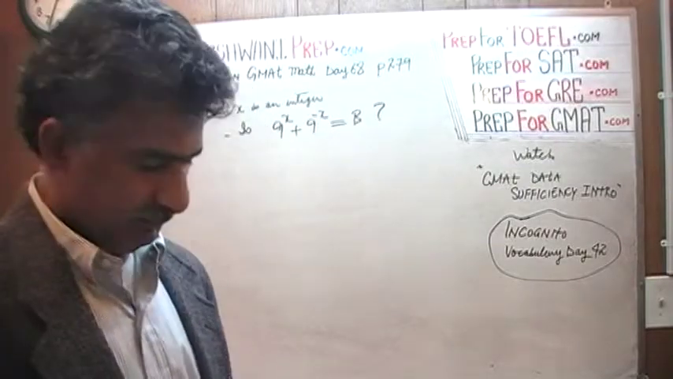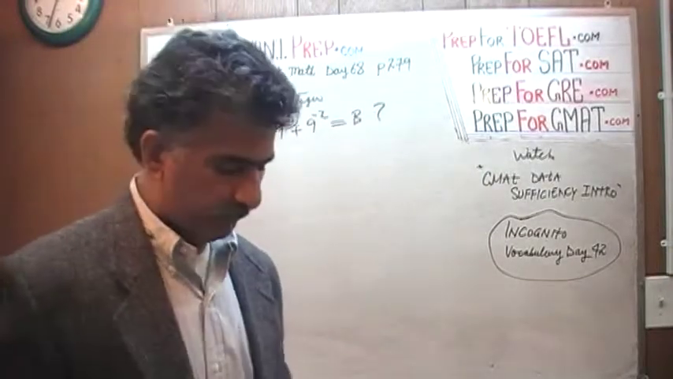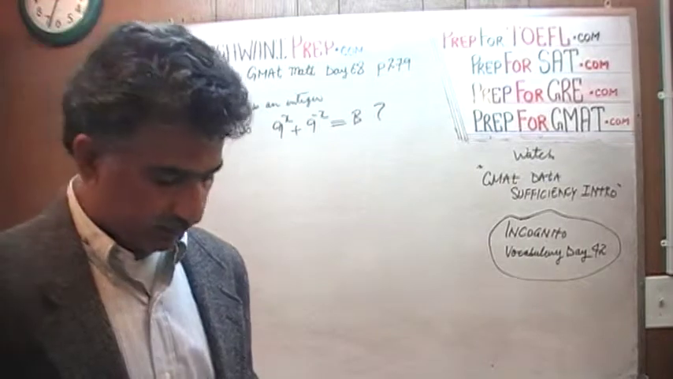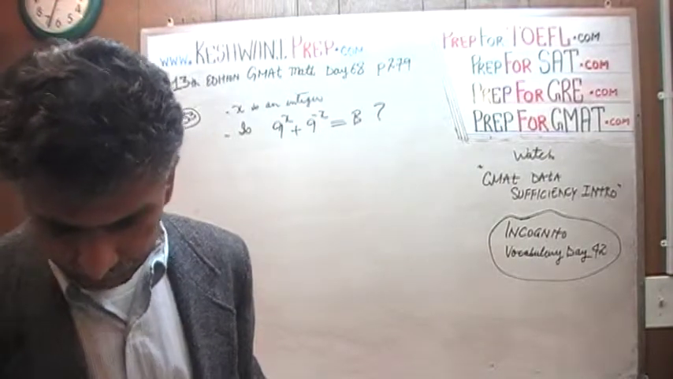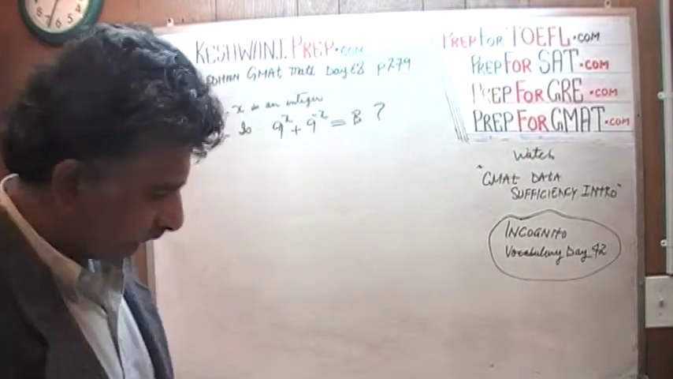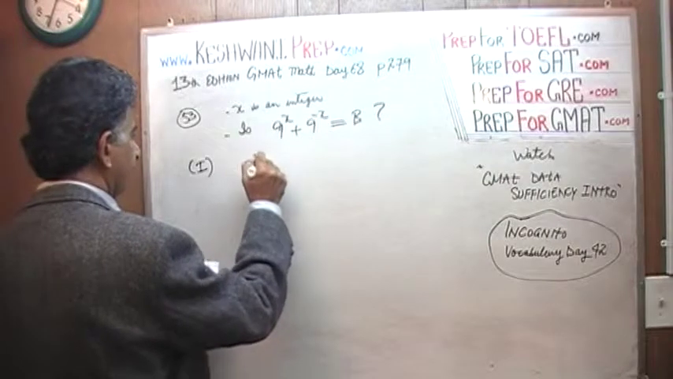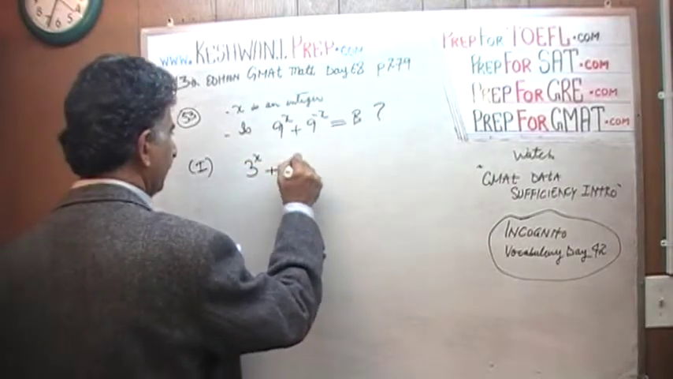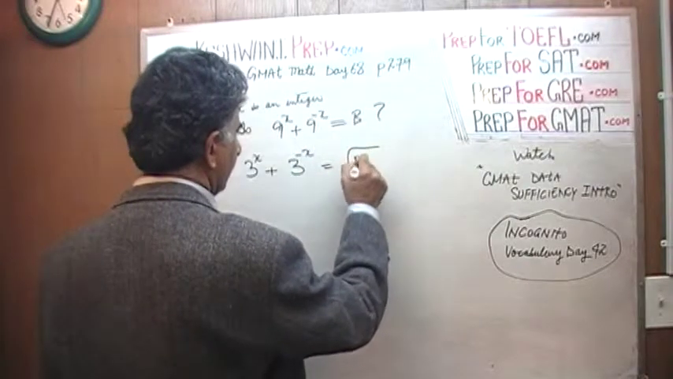Easily said. As I always tell you, the questions are always simple, very straightforward. It is the answer that gets prickly. Let's look at the first statement. The first statement tells us 3 raised to x plus 3 raised to negative x equals the square root of b plus 2.